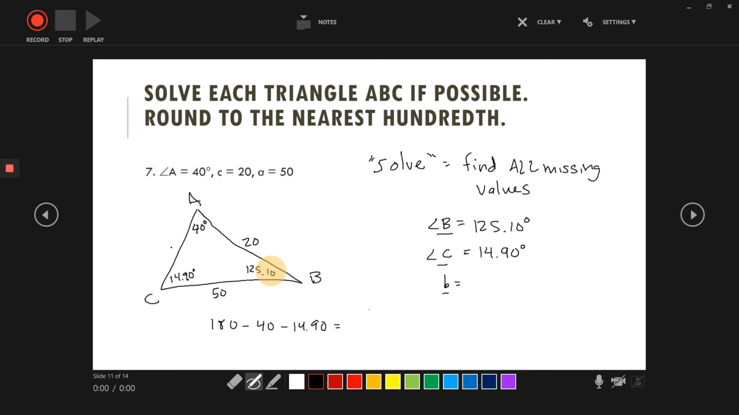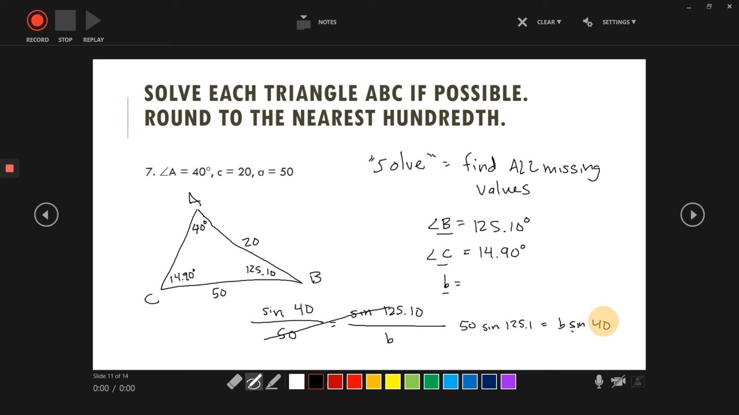Okay, and then the last thing we're missing is side little b, okay? So we just barely solved for the angle big B, so now we have something across from little b that we can set up our law of sines. So I'll set up sine 40 over 50, and that's going to be sine of that B angle that we just solved for over our unknown side little b. So cross multiply, 50 sine 125.1 equals B sine 40, and then to solve for B, we can divide off the sine 40.